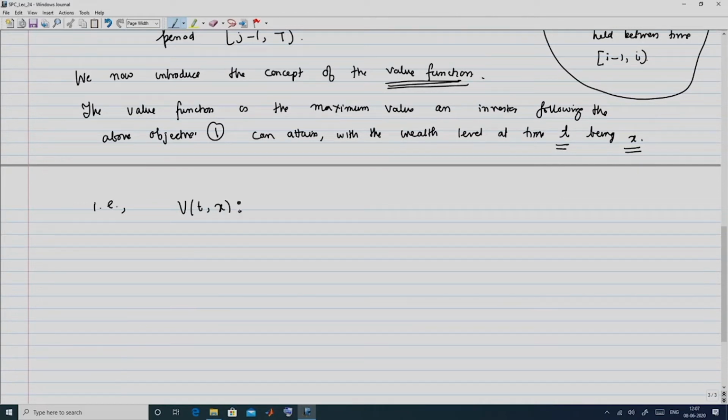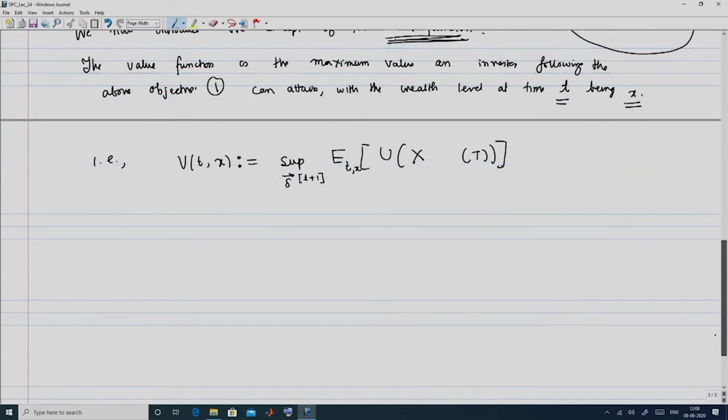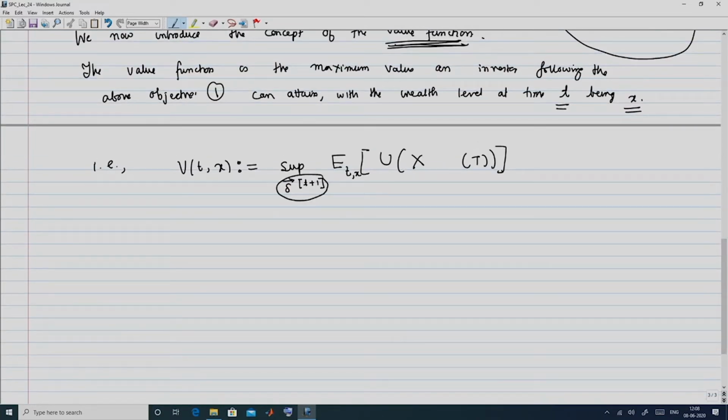Now the mathematical formulation accordingly is going to be V(t, x). So, this is the value function, and this is going to be nothing but the supremum of the expected utility of X(T) as before, but it is conditioned on the wealth at time t being equal to x, and that means you do this over all portfolios from the time interval t to capital T, denoted by delta superscript [t+1]. So, now here you observe that this expectation has a subscript t and x.